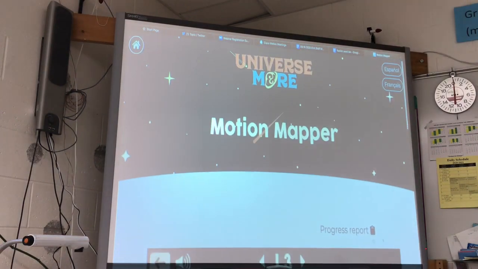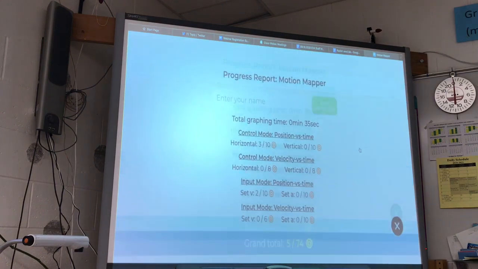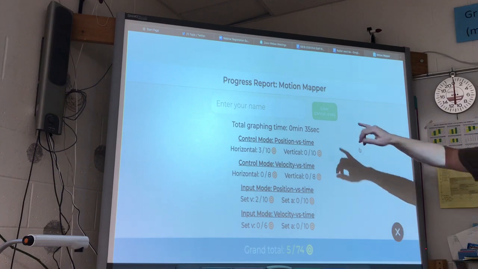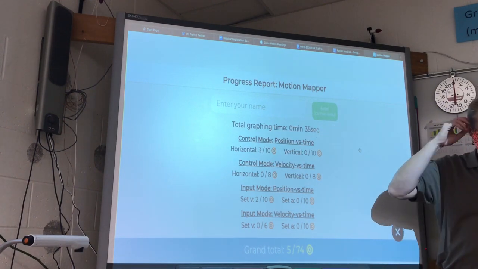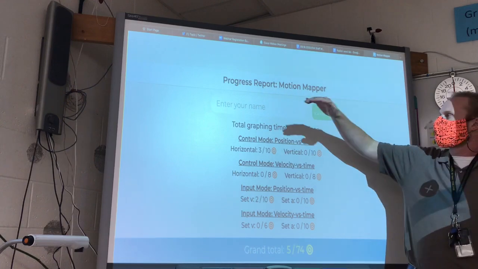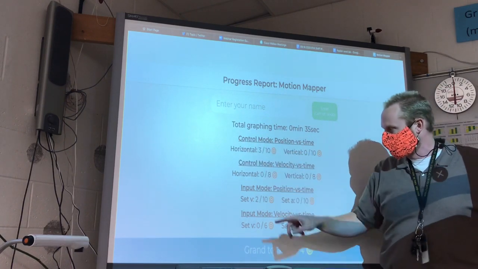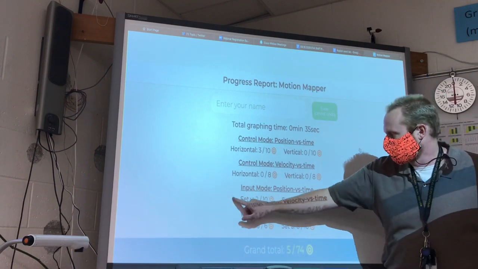Okay, and then when you're all done, there are 10 modes there. We can go to progress report, and I want a screenshot of this. Now, you're going to type your name, and you can't change your name once you enter it. It seems to be like a cookie thing, I think. Type your name in, hit enter, and I'm looking for this to be a 10 out of 10, and I'm looking for this one to be a 10 out of 10.